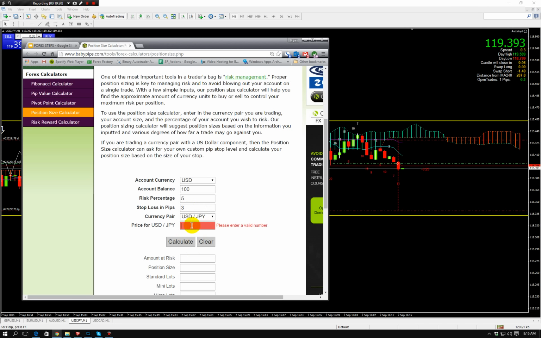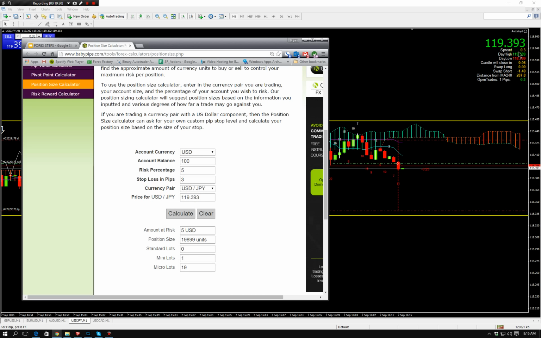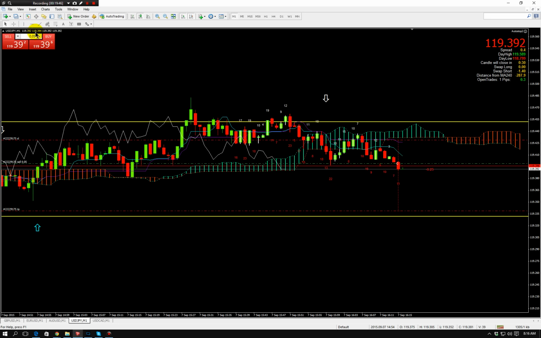Enter a valid number, 119.393. Calculate. Okay, so the little difference here is when you use this one, you will need to take the price and dump it in. Okay, so micro lots, mini lots 1, micro lots 19. So where does the 19 go? And how do we use that? It goes in here. So what we should have been using would have been 0.19 for correct money management.